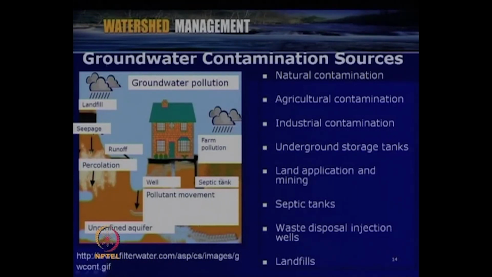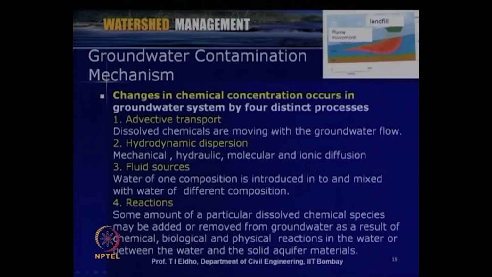And then the septic tanks. Most of the houses or many locations will have septic tanks, and even if they are scientifically constructed, there is a possibility of leakages. So, septic tanks can be another source of pollution. Then waste disposal in injection wells. In many areas the liquid waste or solid waste is kept in the soil media or very deep rocks. So, that can be a source of pollution. And as I mentioned, landfill is another source of pollution, where if it is not properly or scientifically constructed, then leachate will be percolating down to the aquifer system. So, these are some of the important groundwater contamination sources.